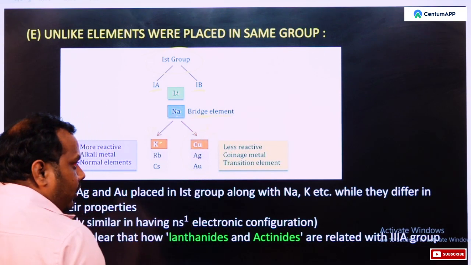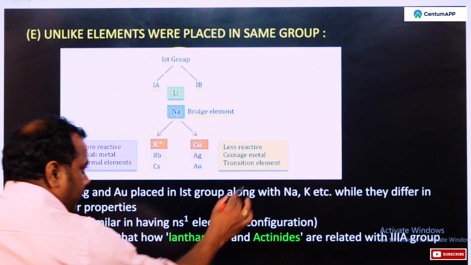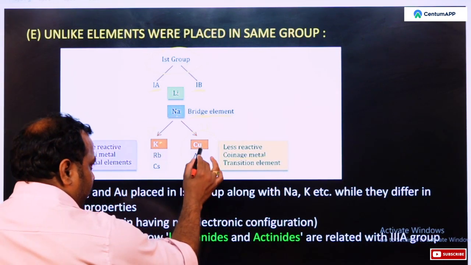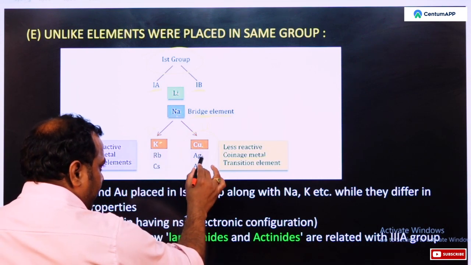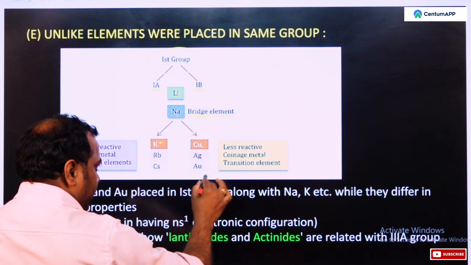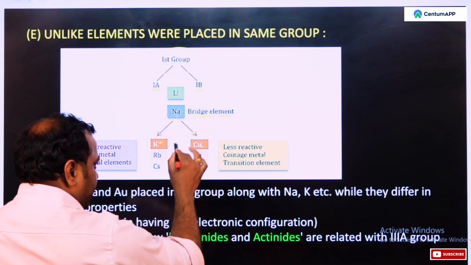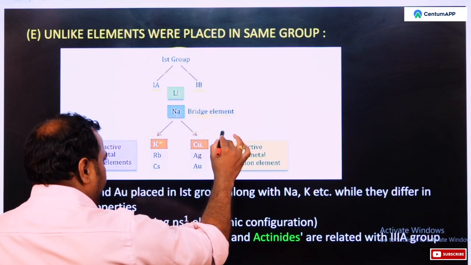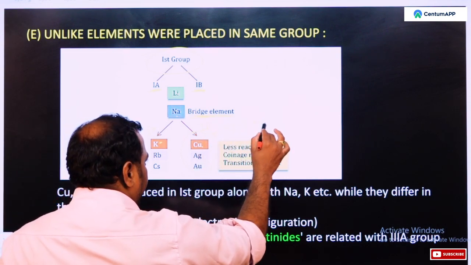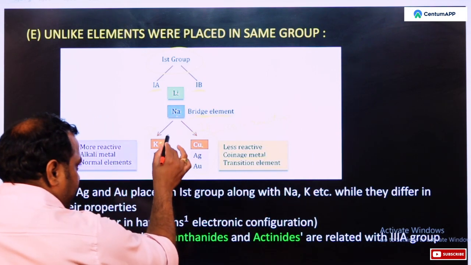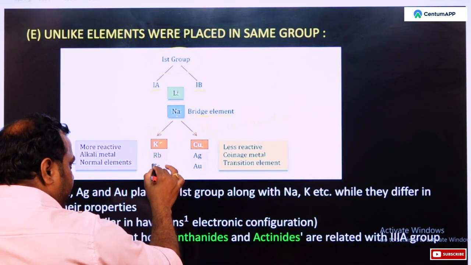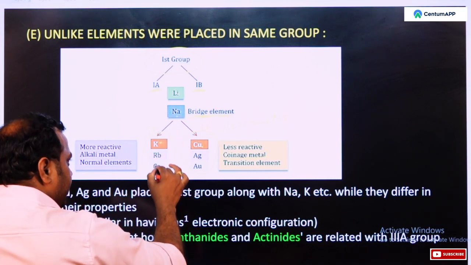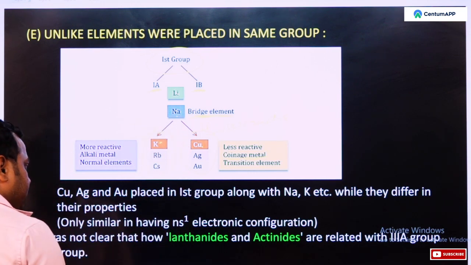First B group elements are called coinage metals, also known as transition elements. Copper, silver and gold are first B group elements. These are less reactive. Potassium, rubidium and cesium are first A group elements, more reactive and electropositive, known as alkali metals.